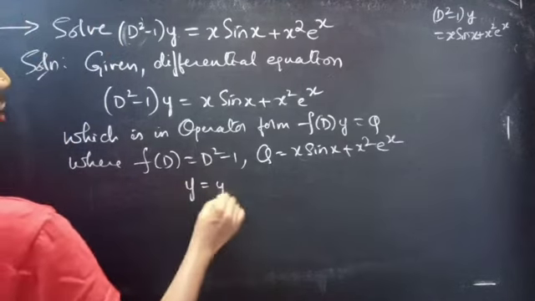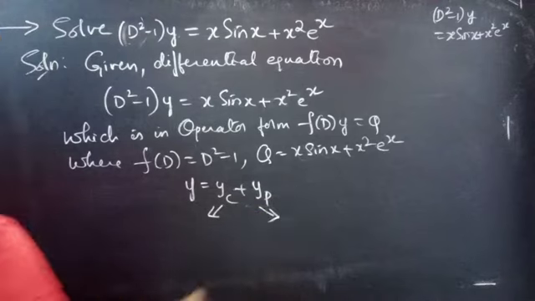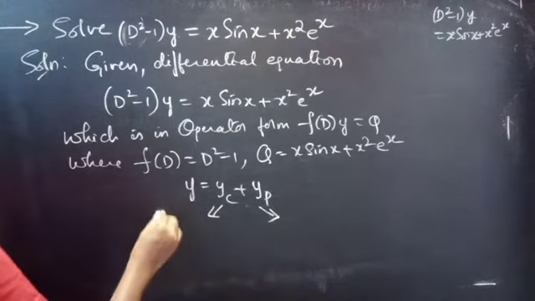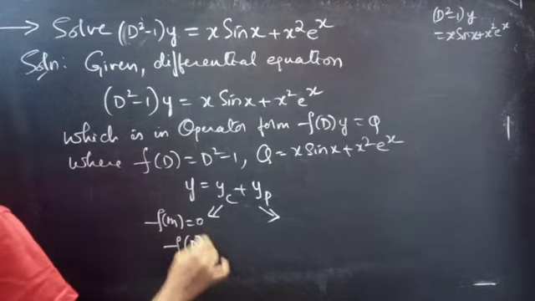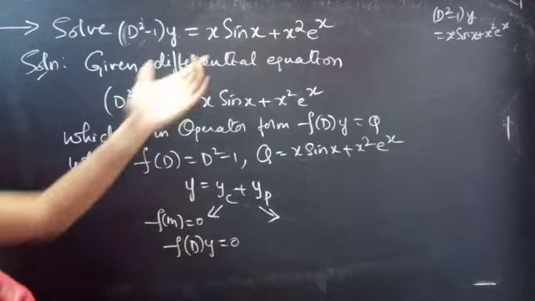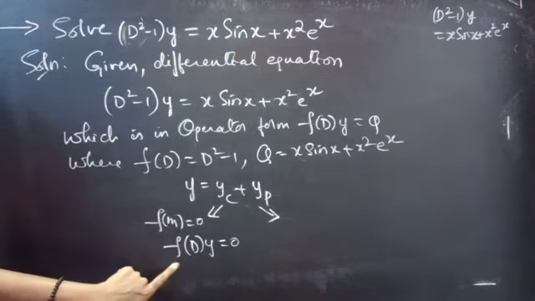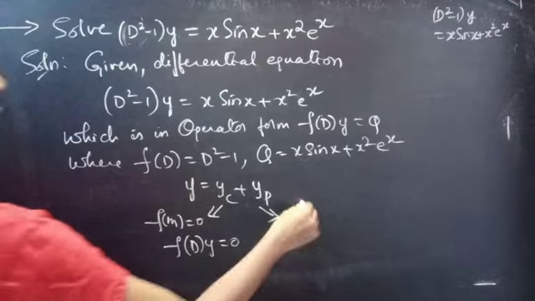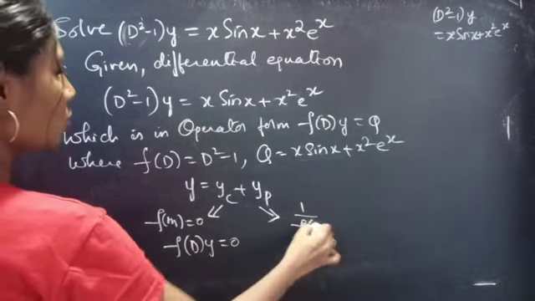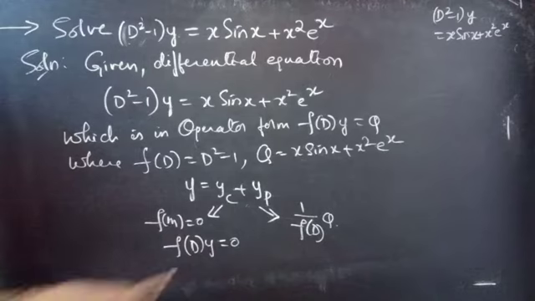Now we need to find the general solution to the given equation, which is given by y equals yc plus yp, where yc is the complementary function and yp is the particular integral. We'll find yc using the roots of the auxiliary equation of the homogeneous equation of the given non-homogeneous equation. Simply by putting the RHS to 0, we get the homogeneous equation, and we'll find yp using 1 by f of D into Q. So let's now find yc and yp.